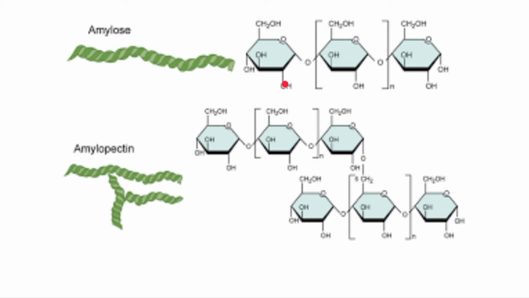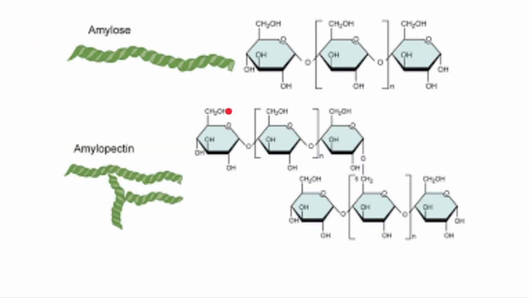You need to know the difference between the structure of amylose and amylopectin. Starch is made up of the polysaccharides amylose and amylopectin. Amylose is a chain of alpha-glucose monomers joined by glycosidic bonds and is unbranched. A long chain of glucose monomers forms a helix.